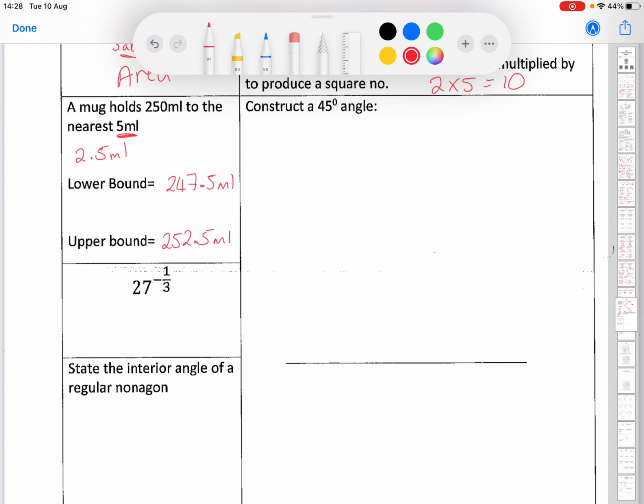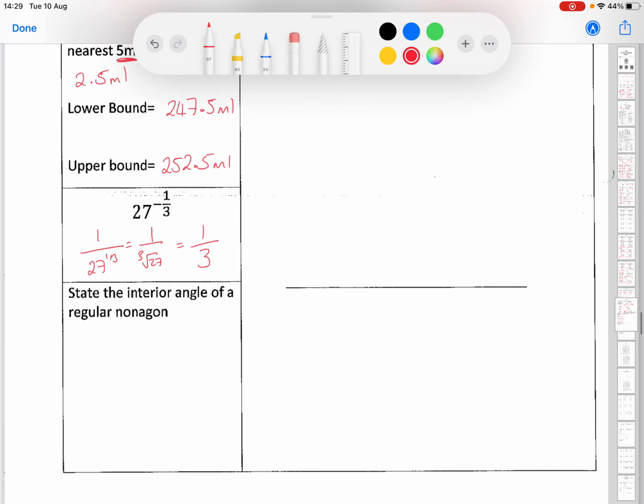Let's go do the one underneath it. So we've got 27 to the power of minus 1/3. That means it is 1 over, because it's a minus, so it'd be 1 over 27 to the power of 1/3. Anything to the power of 1/3 means the cube root of it. So we're going to cube root 27. Cube root of 27 is 3, so this would be 1 over 3.